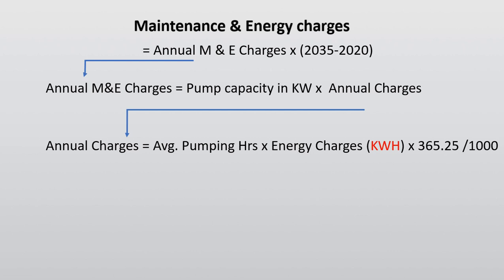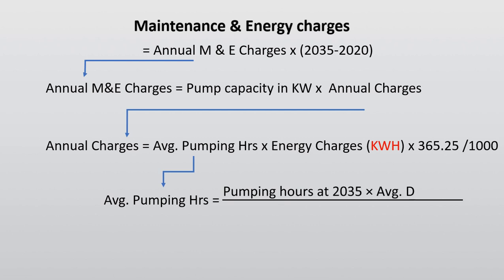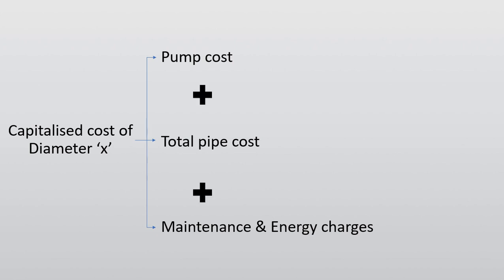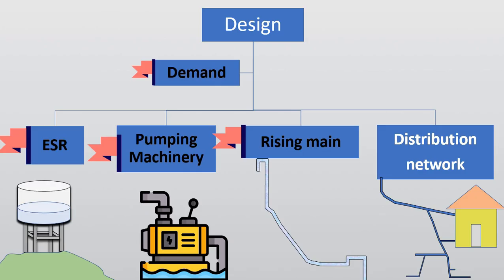These average pumping hours can simply be found out by pumping hours at 2035 multiplied by average discharge upon discharge at 2035. Here this average discharge is just the average taken of demands of 2020 and 2035. Now by addition of these three costs, we will get the total capitalized cost for the particular diameter of rising main. Likewise, we will calculate this capitalized cost for other diameters. So comparing different diameter pipes, you can get the diameter pipe which has minimum capitalized cost. This way we have designed the rising main.